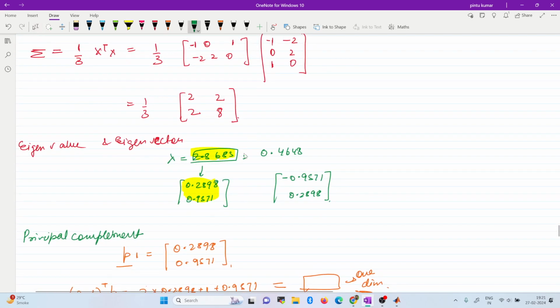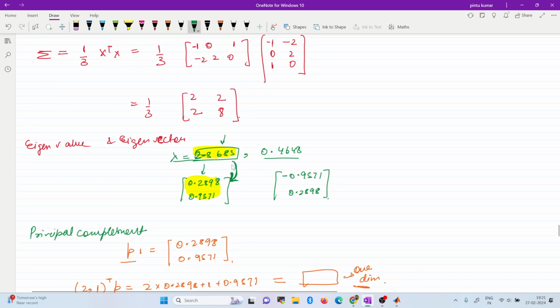So the large or the small will be decided on the eigenvalues. Let's say we had two eigenvalues, 2.8 and 0.4. This is larger, and the principal component we will take is the corresponding eigenvector. Oh, we have to take it from the eigenvalue. Okay, fine. So that we will take as the principal component.